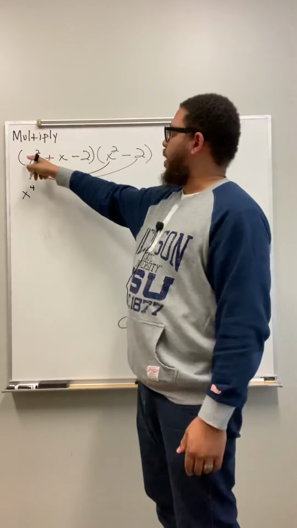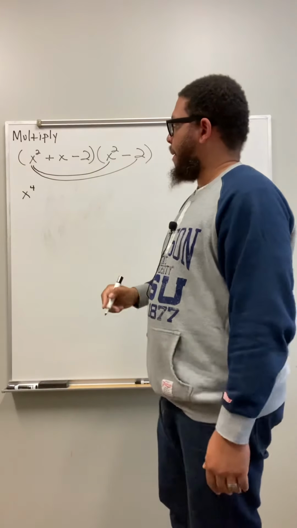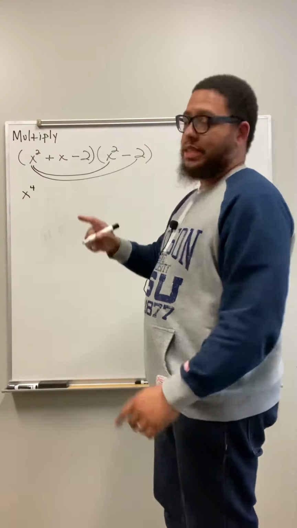Then I need to multiply x squared by negative 2. All right, notice it's a negative 2 because of that minus sign. So really what I'm doing is this invisible 1, which is in front of the x squared, times negative 2, which is negative 2. And then I just attach the x squared. So now I've multiplied x squared by everything inside these parentheses.